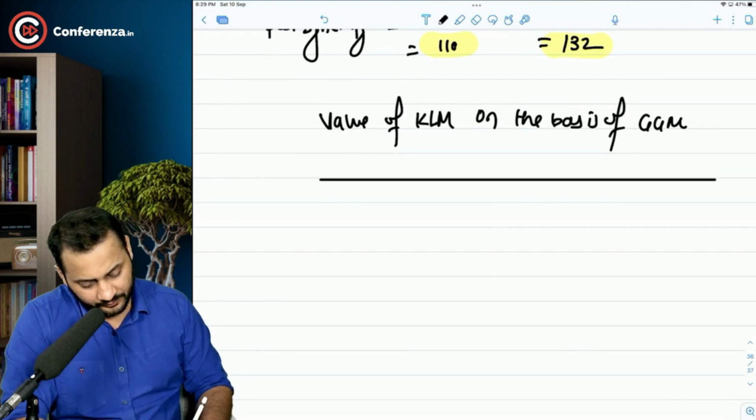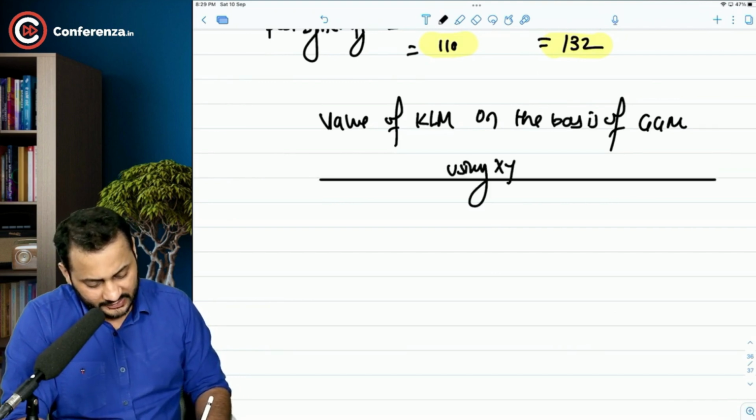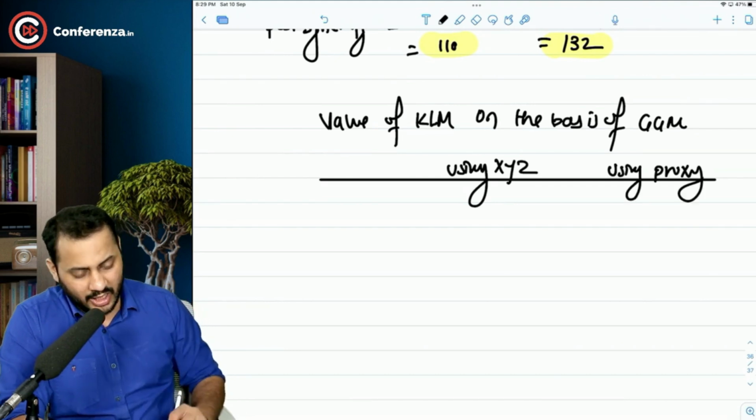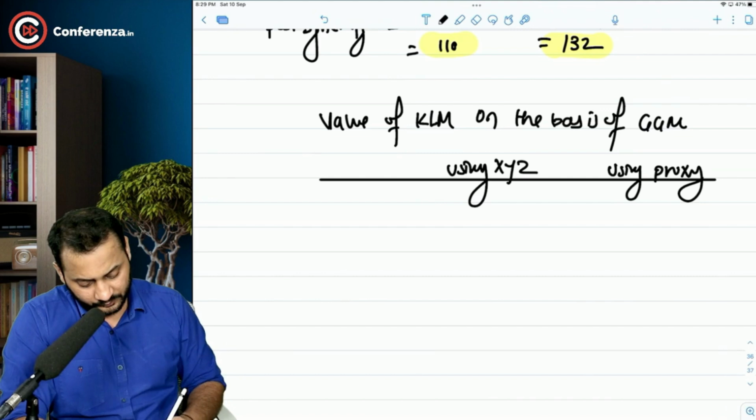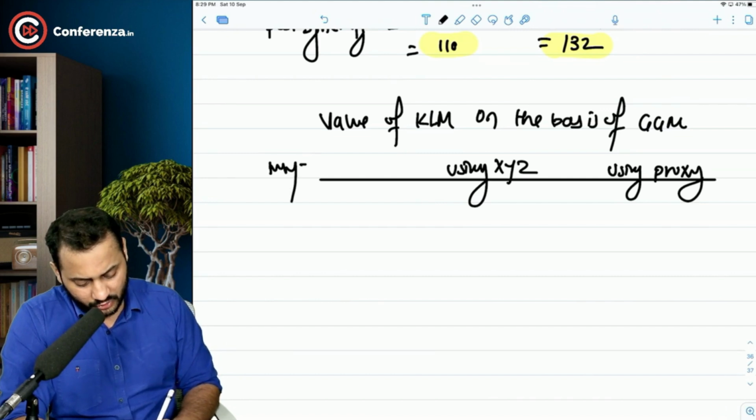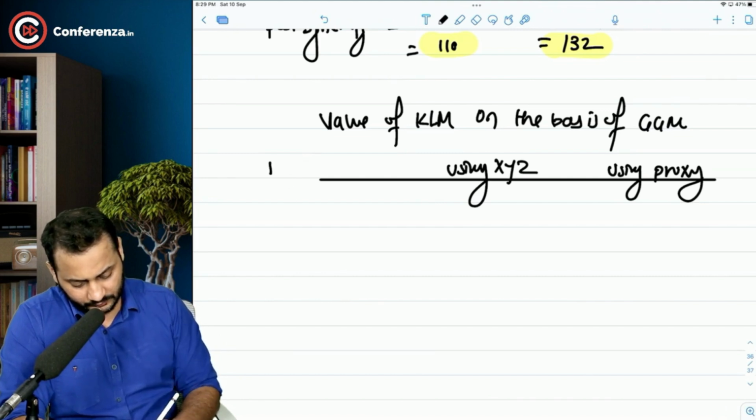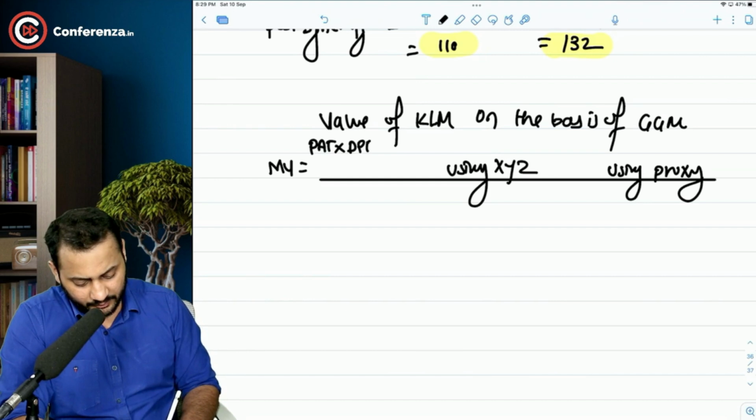Again, the same thing, using XYZ's data, using proxy data. Now, how to calculate Gordon's growth model? Market value according to Gordon's growth model is equal to earning. See, I will take down profit after taxes multiplied by dividend payout ratio.